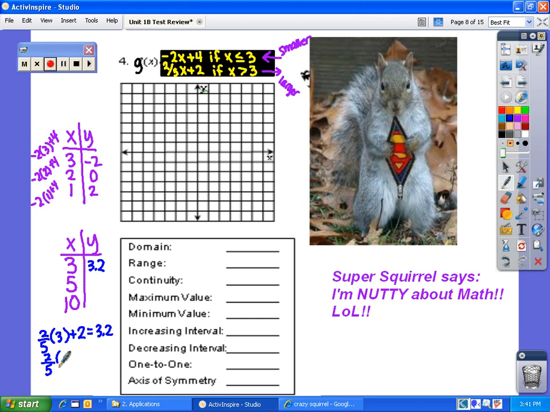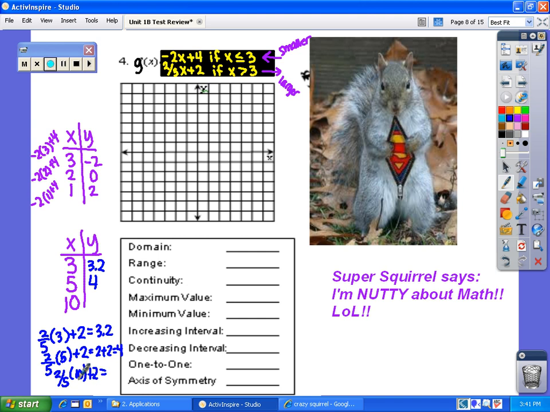2/5 times 5 plus 2. Well, 2 times 5 is 10. 10 divided by 5 is equal to 2. So 2 plus 2 equals 4. 2/5 times 10 plus 2.